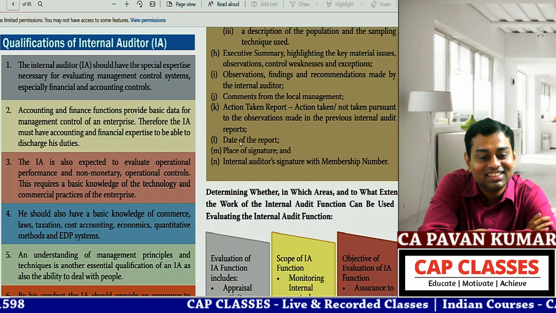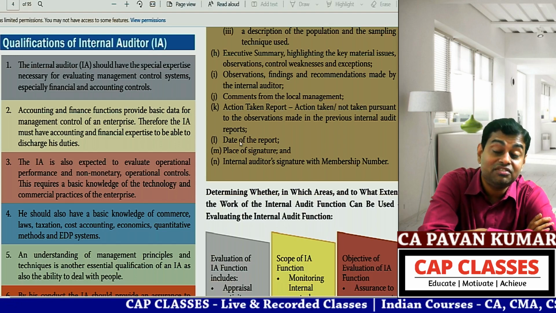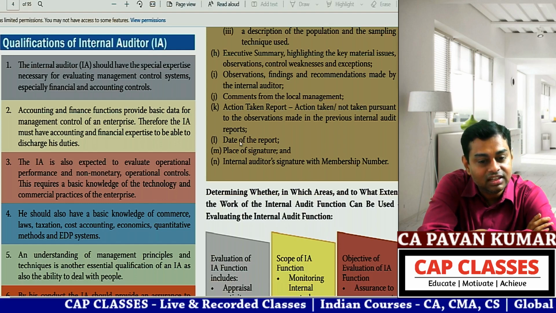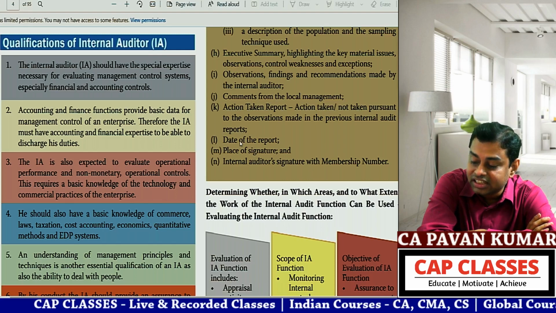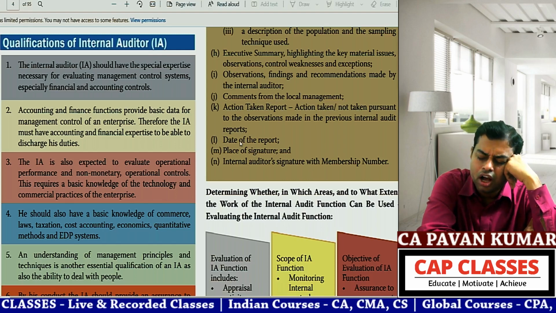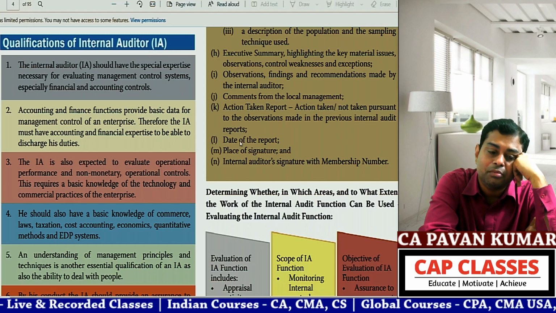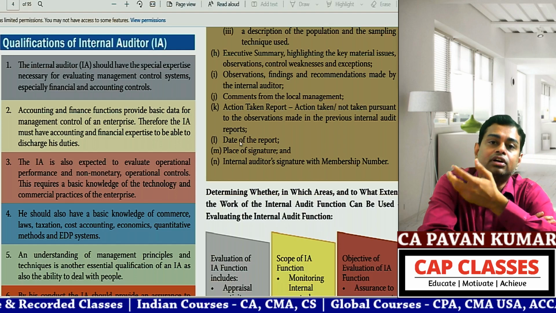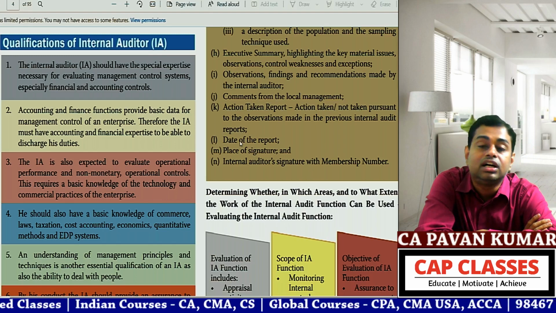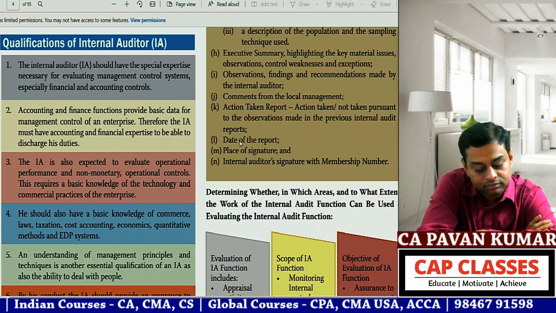Integrity, objectivity, independence are ethical requirements. Clear-headedness, communication, then knowledgeable: knowledge in law, knowledge in accounting, finance, and the knowledge of industry and economy, basic knowledge of computers or application, expert level knowledge of computers, then tax law. You remember this question? Oh yes.